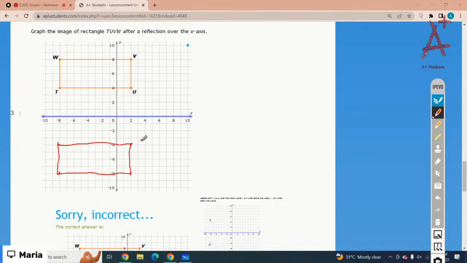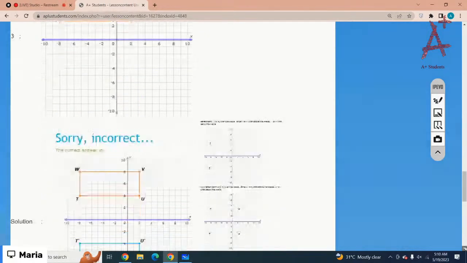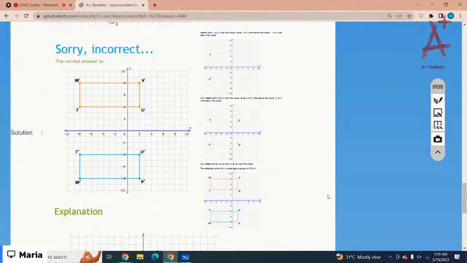This is the one that would be reflected across the x-axis. Got it? See, here it is. Got it?